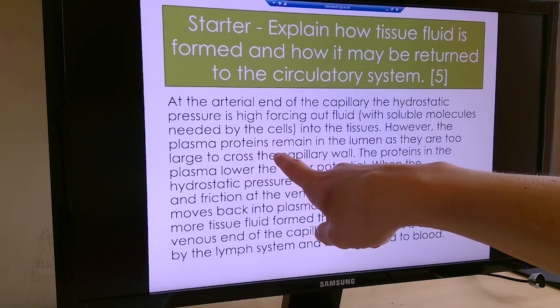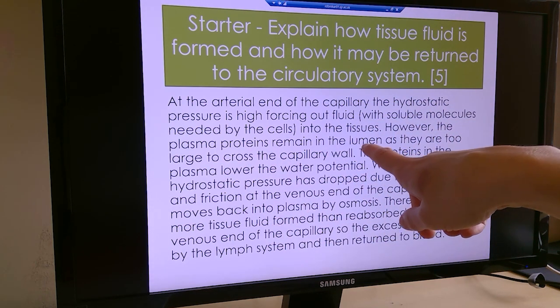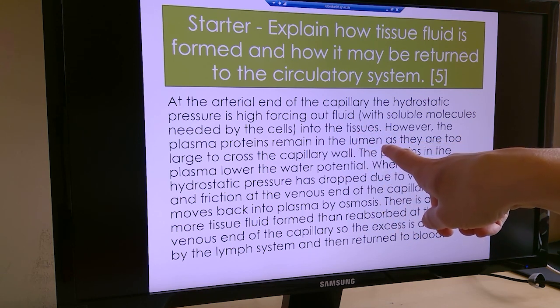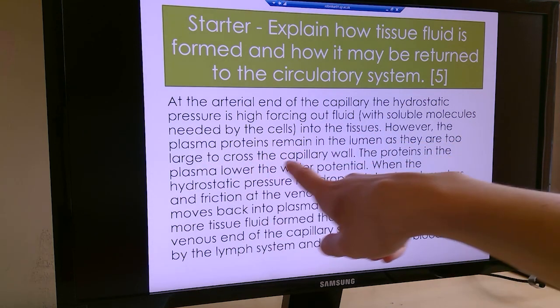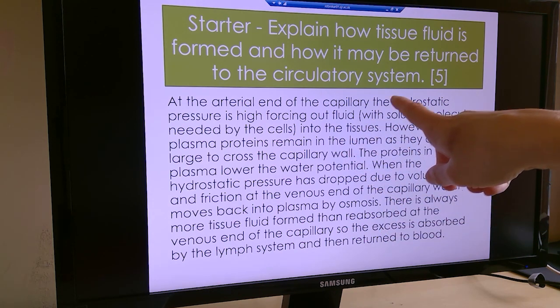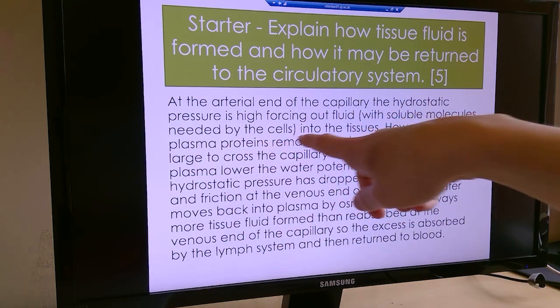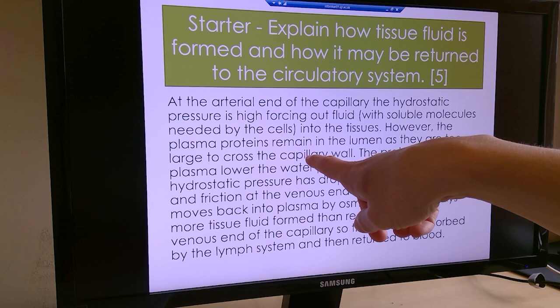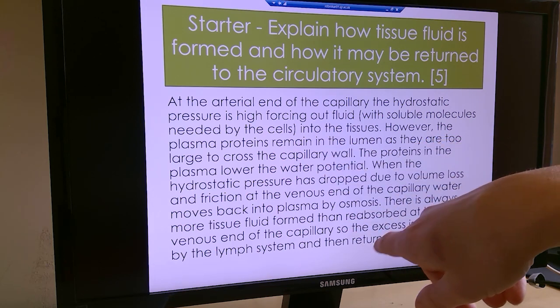However, the plasma proteins remain in the lumen, so this is within the capillary, would be fine there as well, as they are too large to cross the capillary wall. So that's your second mark point. Plasma proteins remain in the blood because they are too large to pass across the capillary wall.